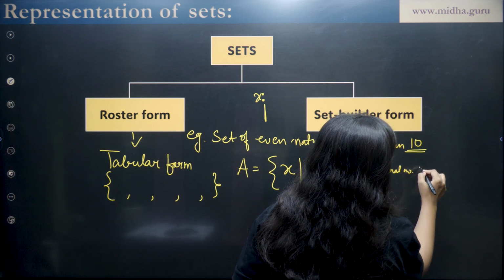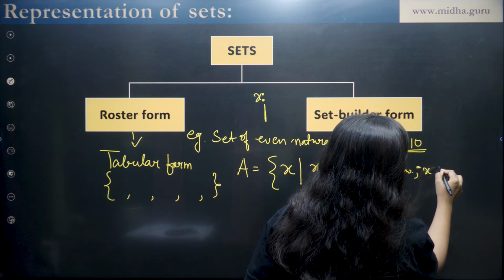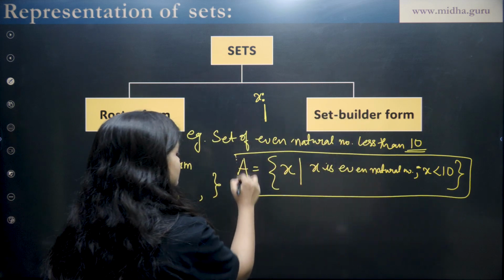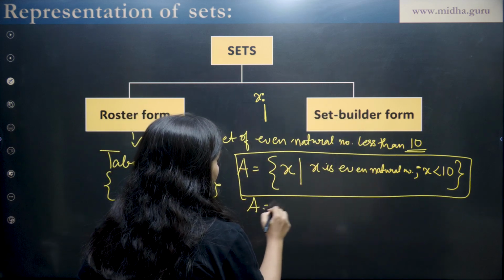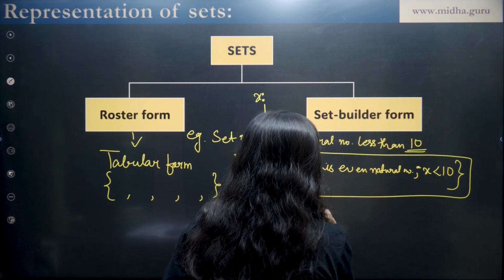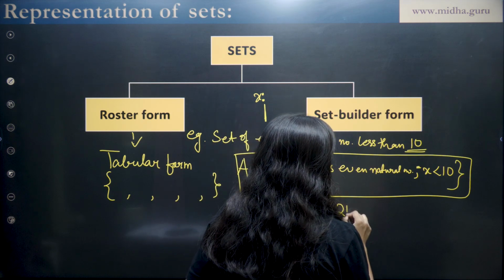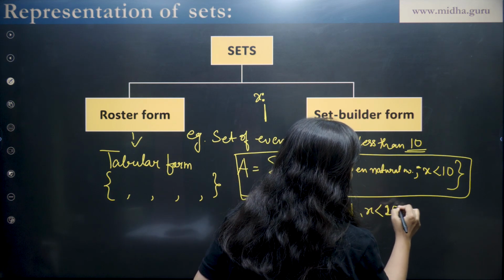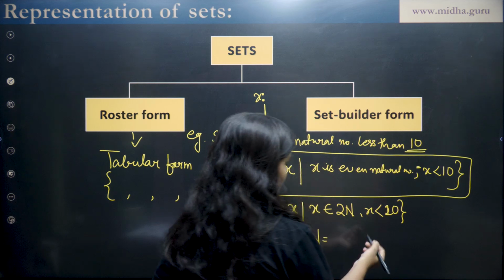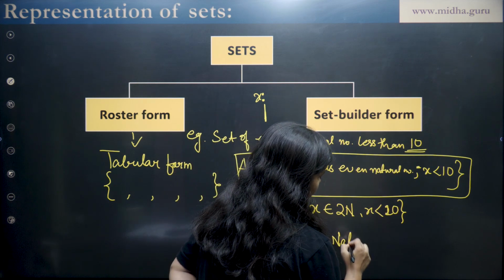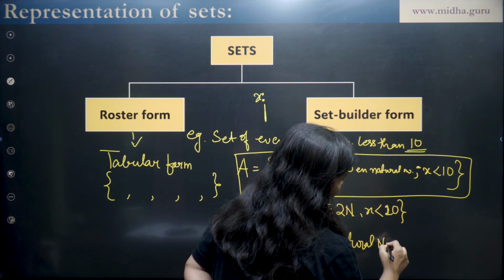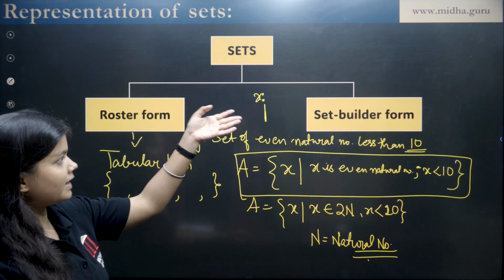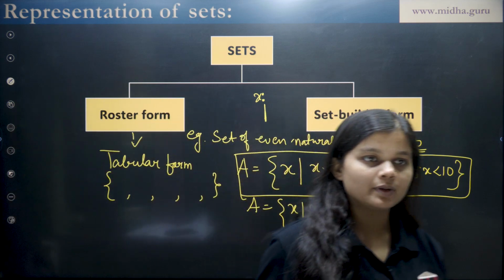natural number and X is less than 10. So this is how we can represent any set in set builder form. It can also be represented like this: X such that X belongs to 2n and X is less than 10, right, where n is, we have to specify this, n is a natural number. Okay, clear? So this is how in roster form and in set builder form the set can be represented.